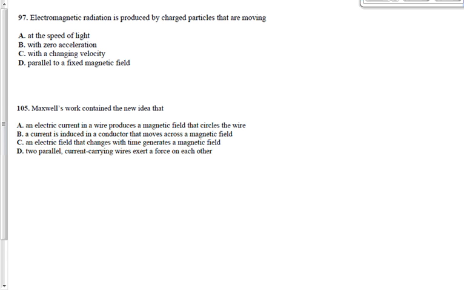Okay, 97, EMR is produced by charged particles that are moving what? What do you got to do to produce EMR? Who says A? Traveling at the speed of light.